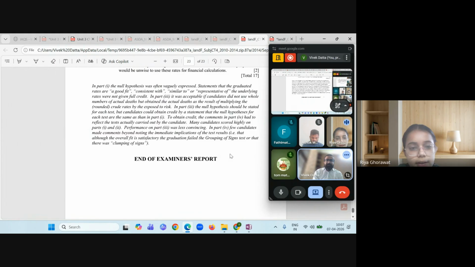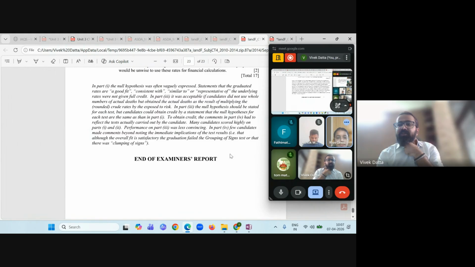To obtain credit, the comments in part 4 had to reflect the test actually carried out by the candidates. Many candidates scored highly on parts 1 and 2. Performance on part 3 was less convincing. In part 4, few candidates made comments beyond noting the immediate implications of the test results. That is, although the overall fit is satisfactory, the graduation failed the grouping of signs test, or that there was clumping of signs. So they are not commenting beyond that. So now when you know it is runs or clumps, like I said, use those words in your concluding statements.